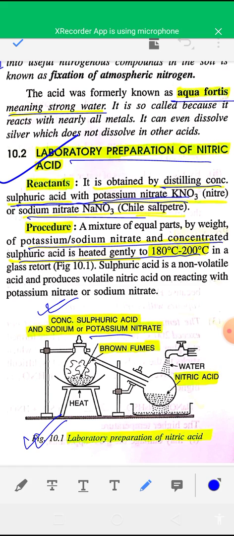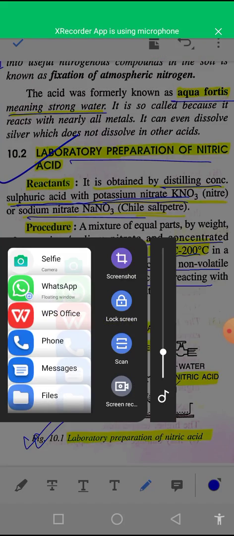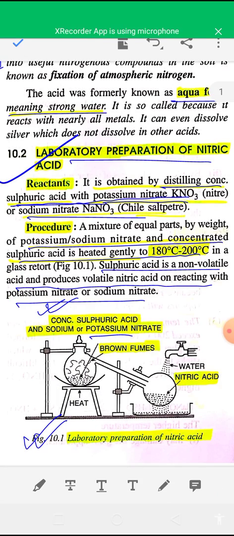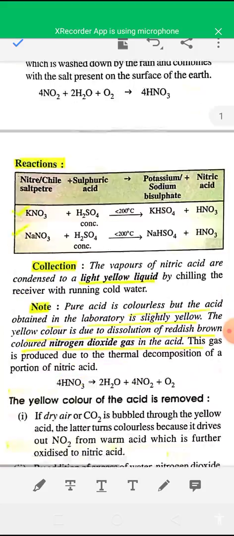In this reaction, sulfuric acid is a non-volatile acid, and it produces a volatile nitric acid on reacting with potassium or sodium nitrate. So the chemical equation is given.